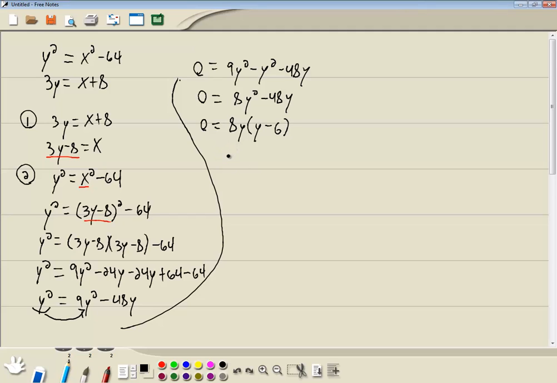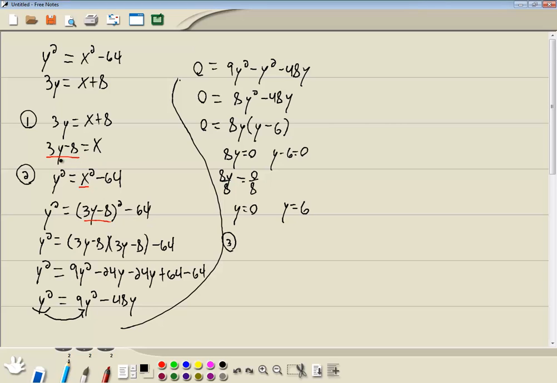Zero factor property. Set each factor equal to 0. So we'll set 8y is equal to 0. We'll set y minus 6 is equal to 0. Now here I'll divide both sides by 8. And we get y is equal to 0. And this one, take negative 6 over, and we get y is equal to positive 6.